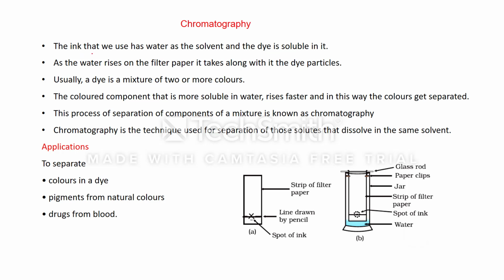We can say the ink that we use has water as the solvent, and the dye is soluble in it. As the water rises on the filter paper, it takes along with it the dye particles. And usually a dye is a mixture of two or more colors. The color component that is more soluble in water rises faster, and in this way the colors get separated. This process of separation of components of a mixture is known as chromatography.